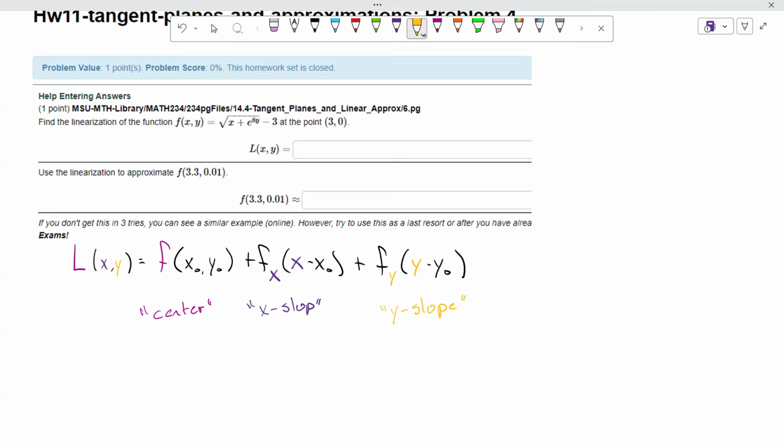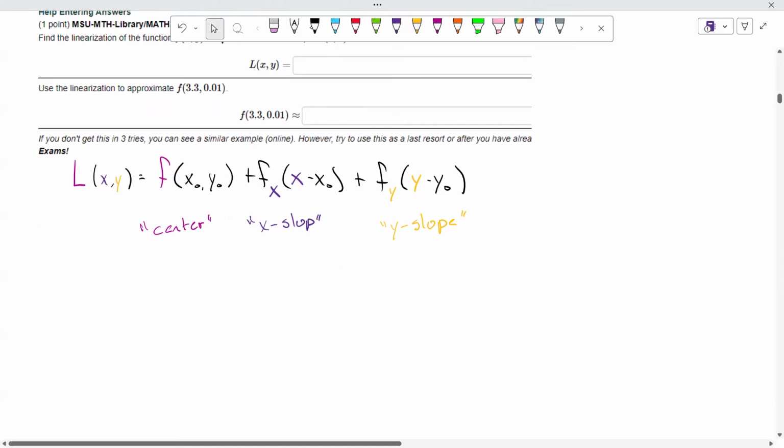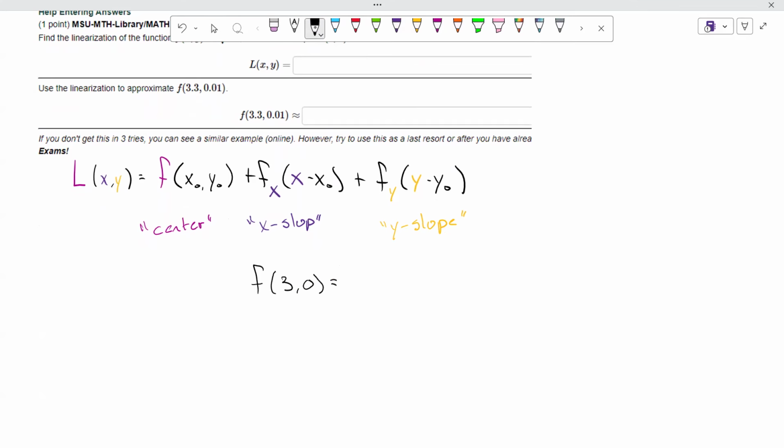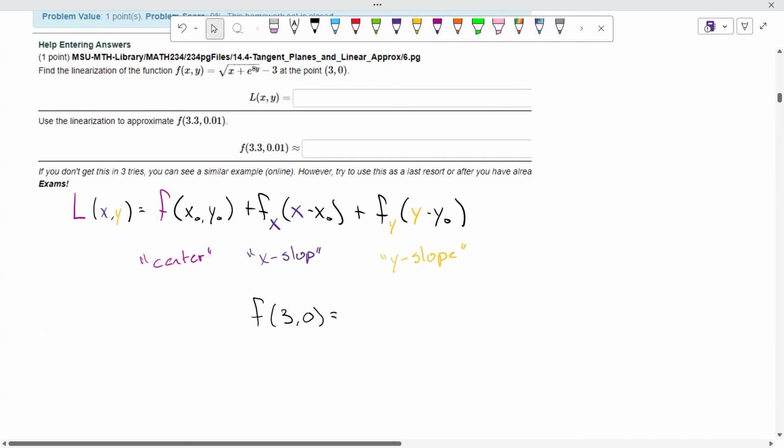Those aren't technical math terms, which is why I'm going to throw them in quotes. Those are really just Steve terms. But again, I think it's helpful to think about the way that the linearization is set up. It's centered somewhere and then has changes in x and changes in y. So we should probably take some derivatives and also plug some numbers in. How about we start with f of (3, 0)? All right, just plug in the point to figure out my center.